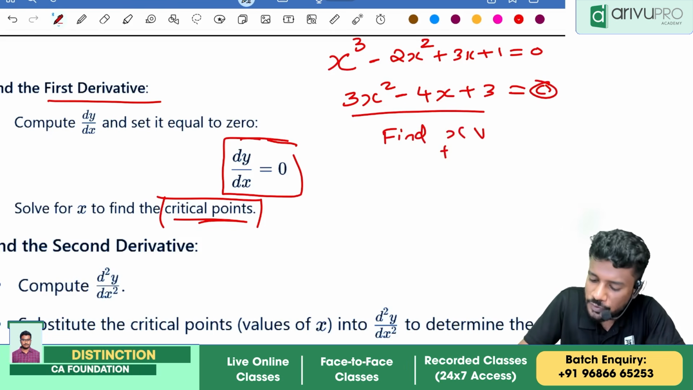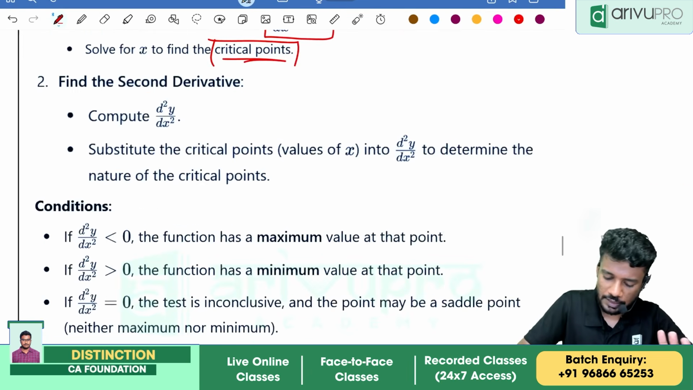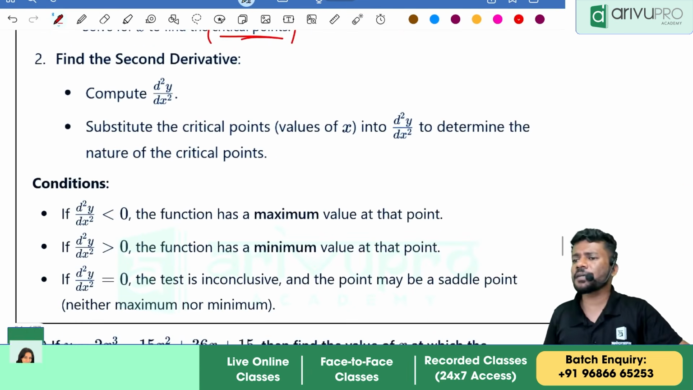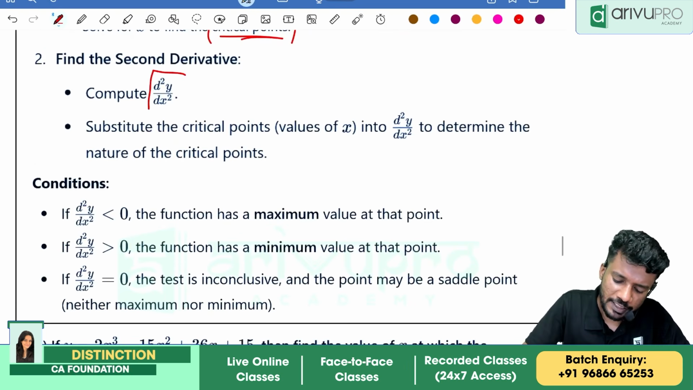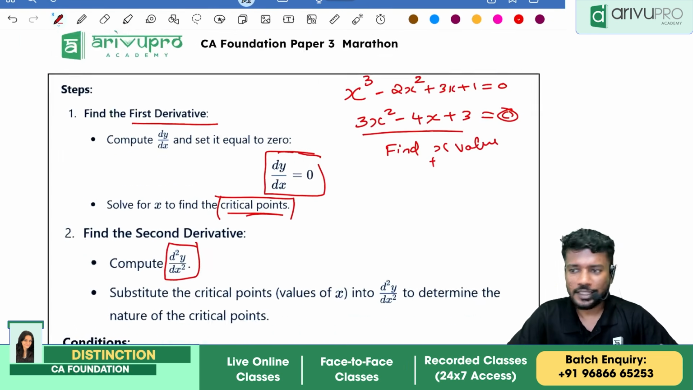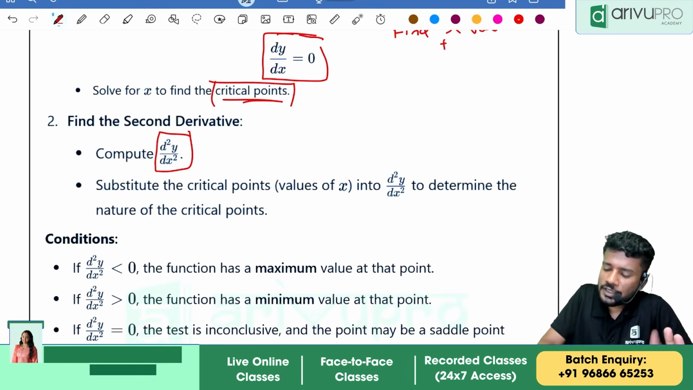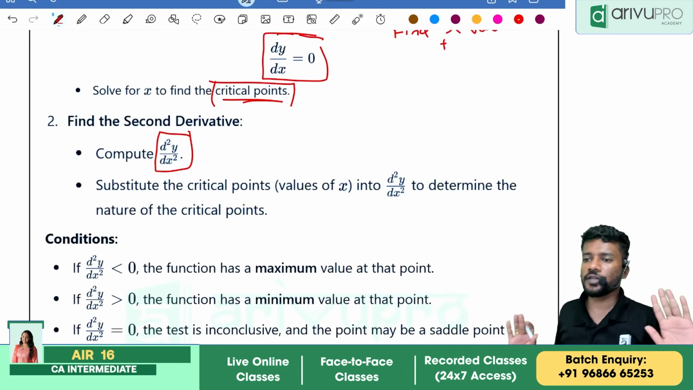The x values. That is the first step. Then the second step is nothing but to find the second derivative. So we already have the first derivative value. Then we will find the second derivative, and then we will put the x values into the second derivative.